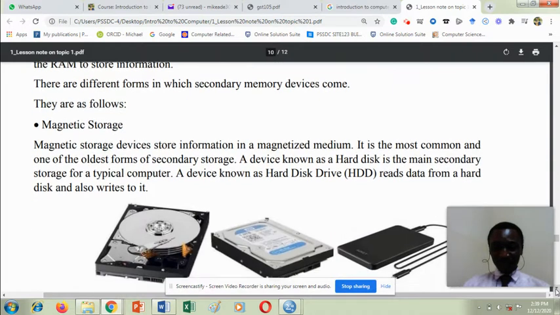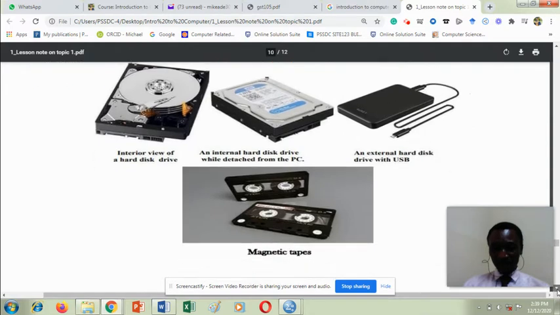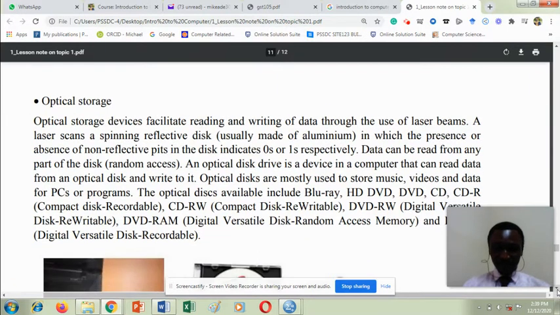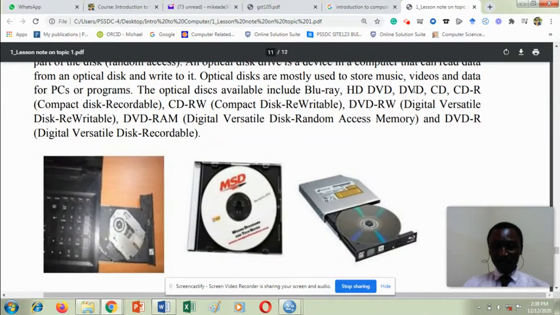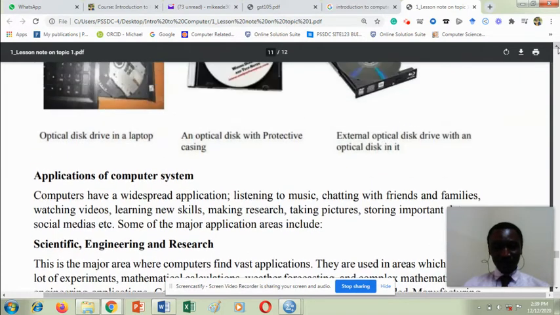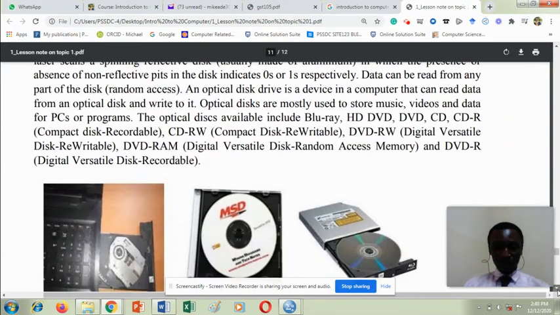These are the secondary storages that you can find in the computer. The hard drive, the hard disk drive, this is how they look. And you have the optical storage as well. When we talk in terms of the Blu-ray, the DVD, the CD, all those are optical. As you can see, where it's been put in the laptop, this is how it looks, and this is how it looks also. All right, those are the ones that we need to know for now.